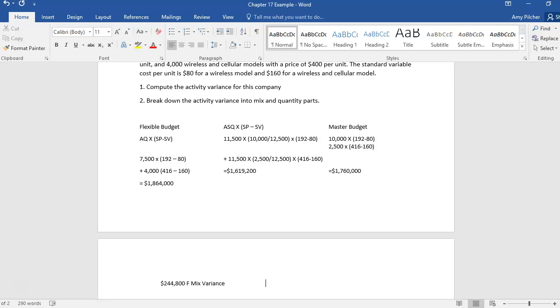And the $1,760,000 minus $1,619,200 gives us $140,800 unfavorable variance. That is our quantity variance. If we add those two variances together, that gives us $104,000 favorable activity variance. And those are the examples from chapter 17.